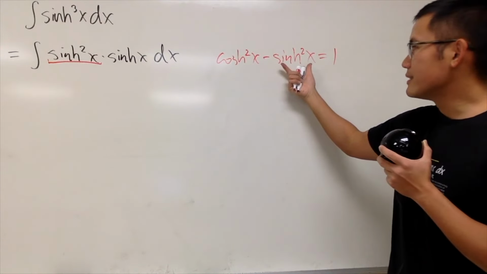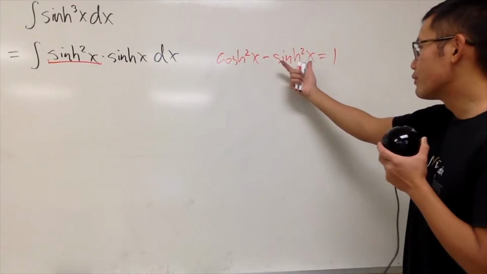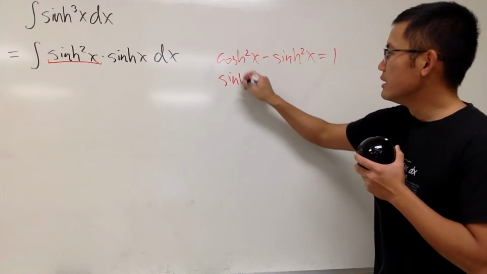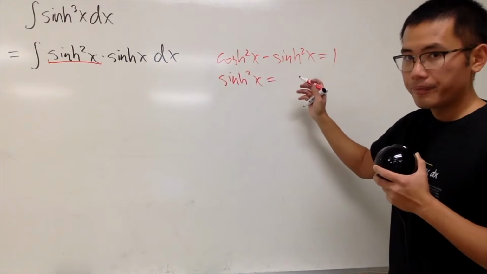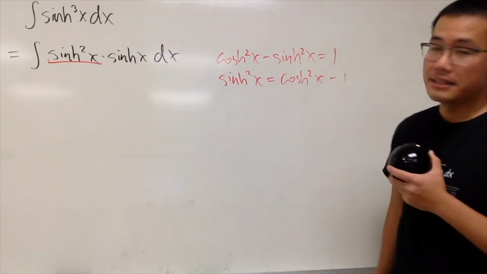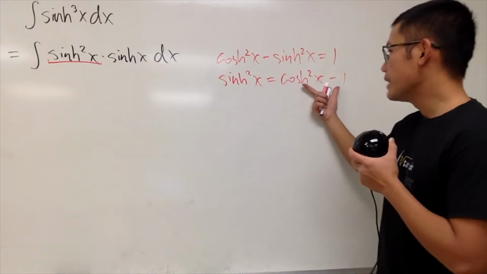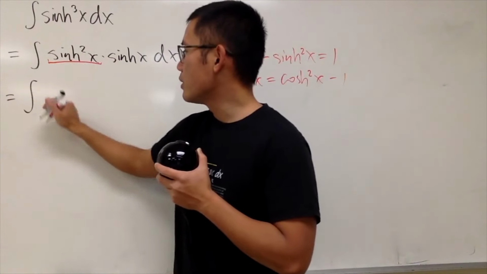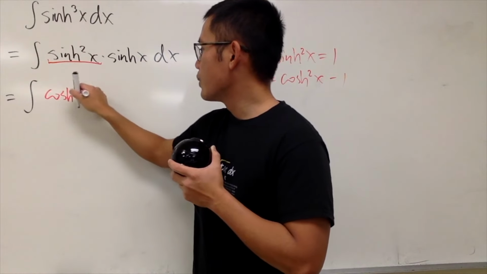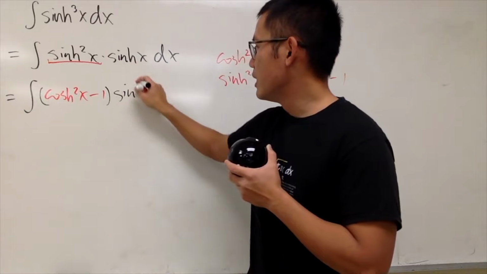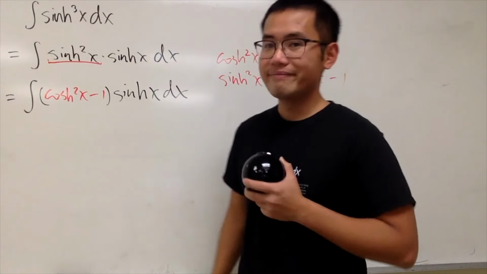So if you want to get the sinh square x by itself, all we have to do is move this here and move the 1 there. In other words, sinh square x is equal to cosh square x minus 1, like this. So we can replace this now right here, and we end up with the integral cosh square x minus 1 in the parentheses, and then we have the sinh x on the outside.